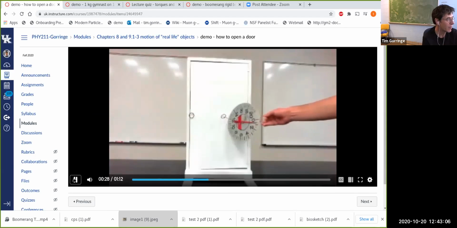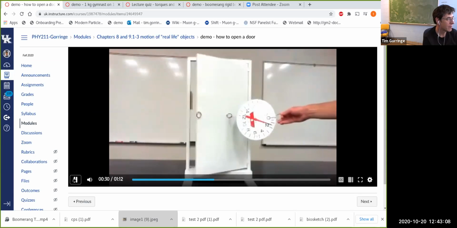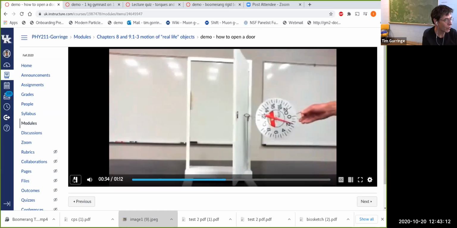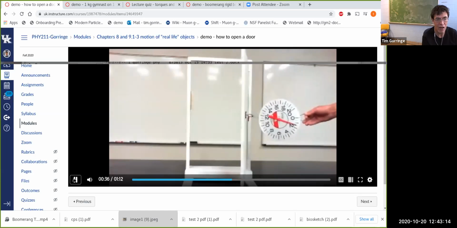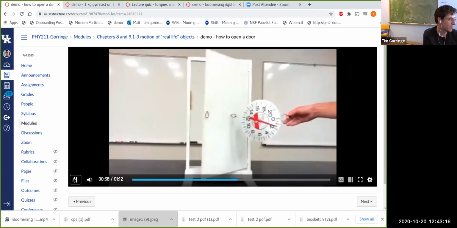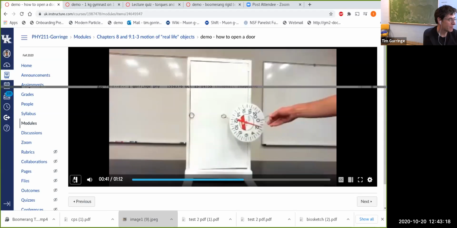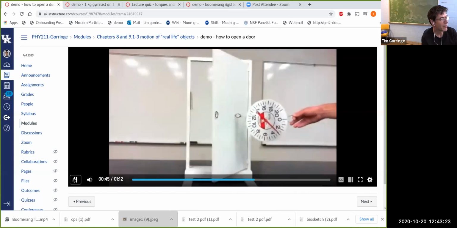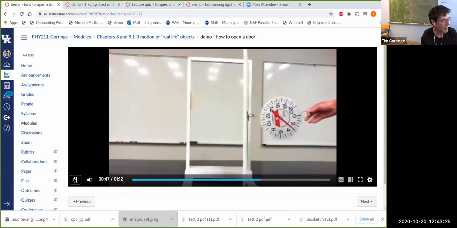Now I'm going to try and do it at the middle of the door. And now you see I'm having to use a significant force. It's now reading about 1.5 newtons. 1.5 to 2 newtons, or maybe even more, when I open the door in the middle of the door.